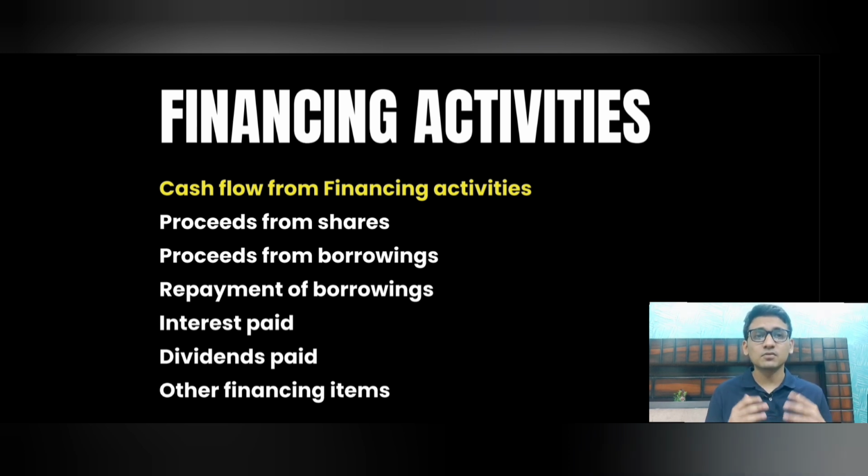Fourth and fifth, we can see there is interest paid and dividend paid. Both will be cash outflows as the company is paying back the cash. Dividends paid means that the company is paying cash to its respective shareholders. Lastly, we can see there are other financing items, which may include the repayment of any other kind of loan that the company may have.